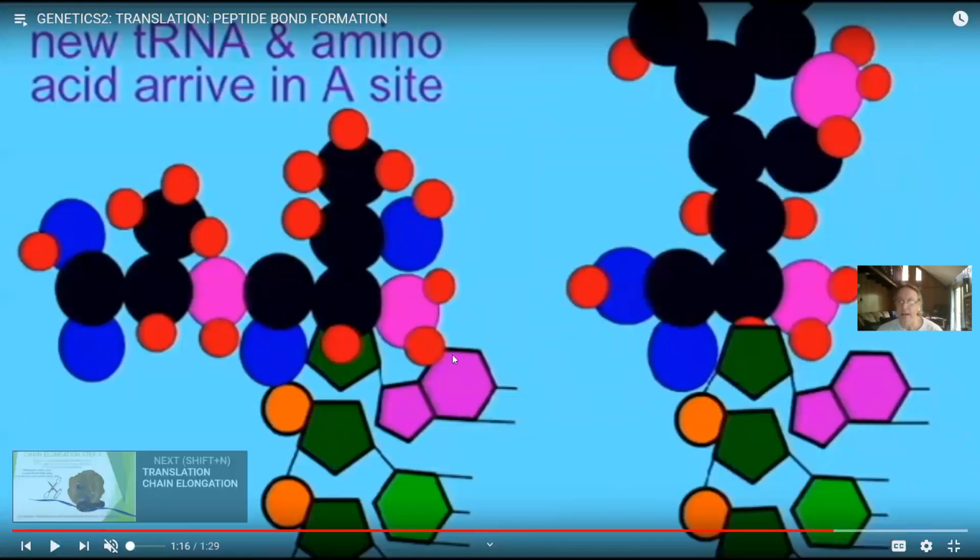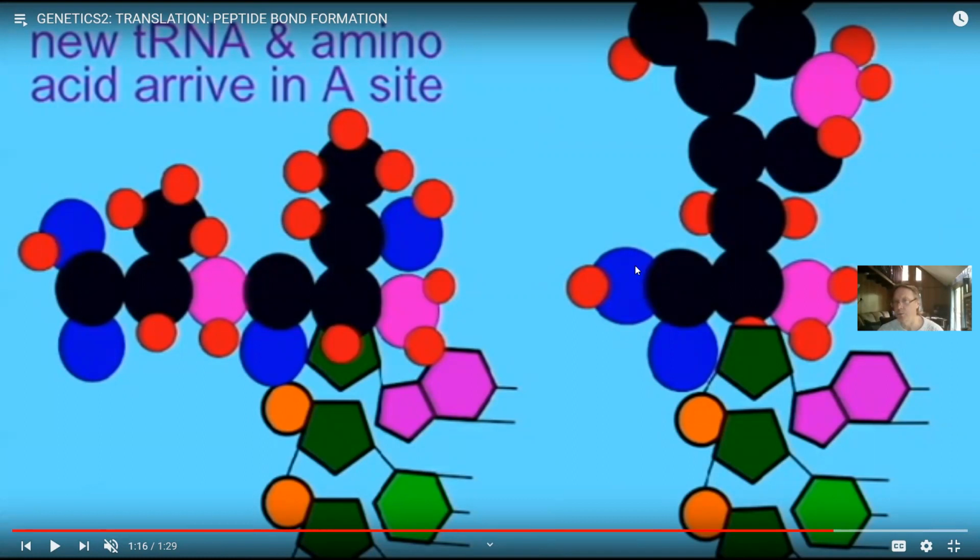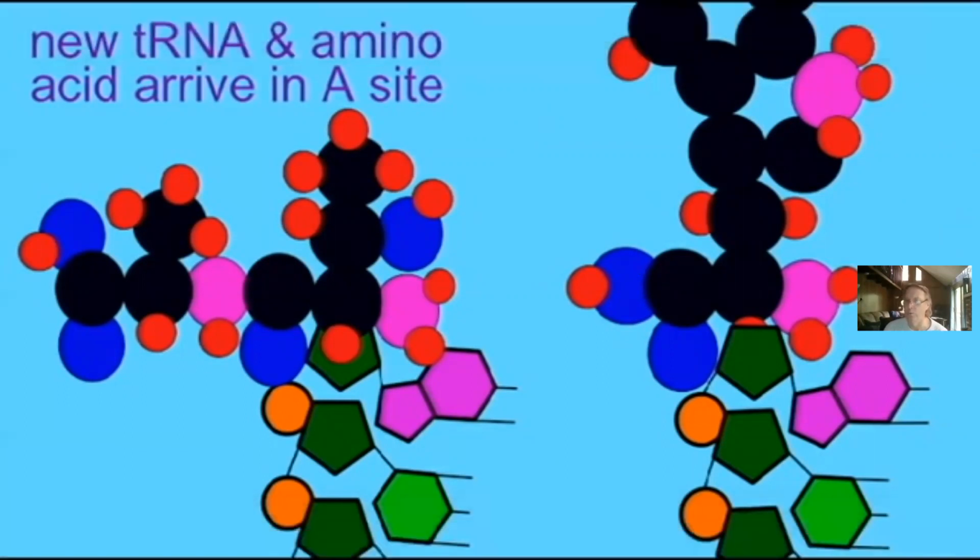But the next time it happens, we have these two amino acids which will be attached to this one. So we will get more and more amino acids attached to each other as time goes on. We start with the first one being attached to the second one, but then later it's an entire chain which gets attached to the next tRNA and its amino acid.